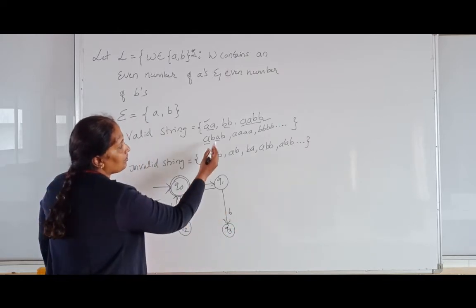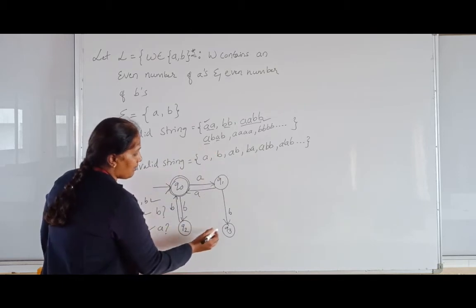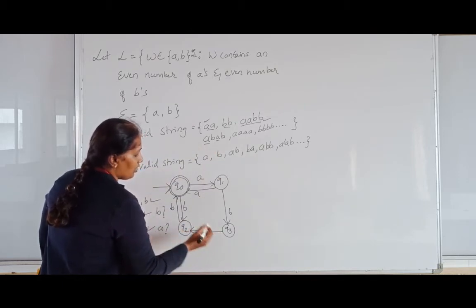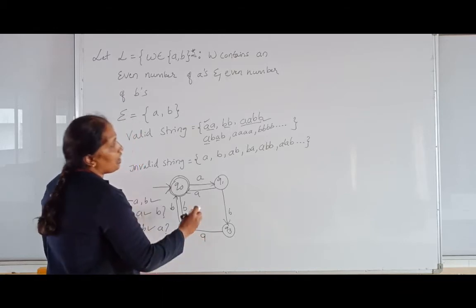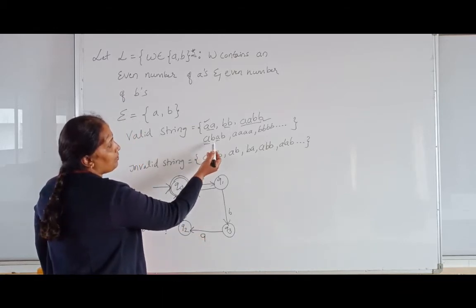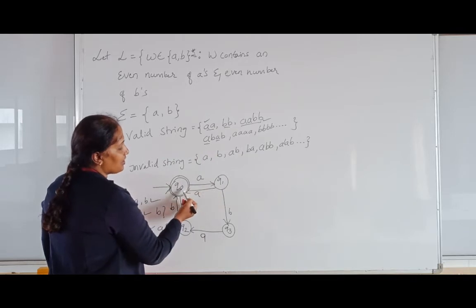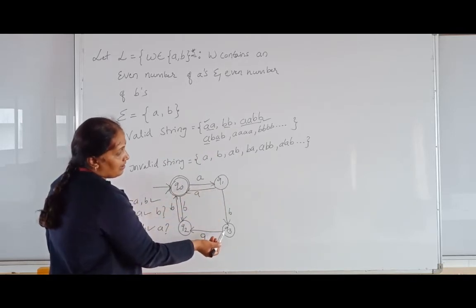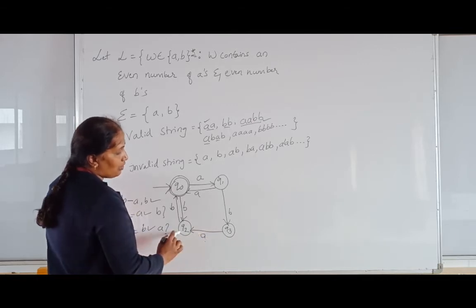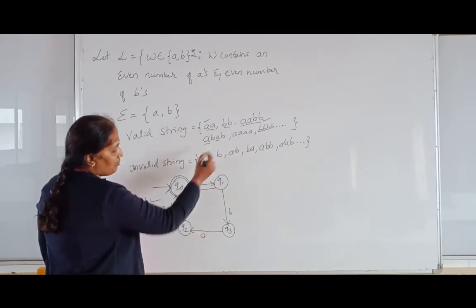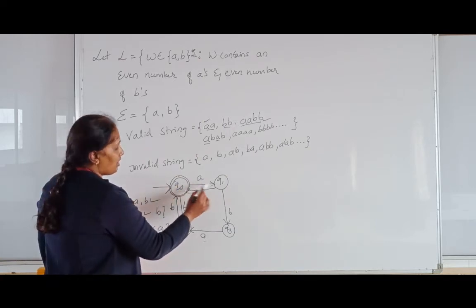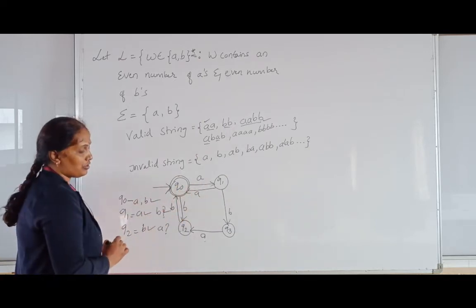Next, B. So the A transition I will show to the Q2 state. So now it starts accepting what? AB. When A comes, it will change the state from Q0 to Q1. When B comes, Q1 to Q3. When A comes, it will change its state to Q2. Next, when the next B comes, it will move back to Q0 state. So now for Q1 state, the A and B transitions I have shown.